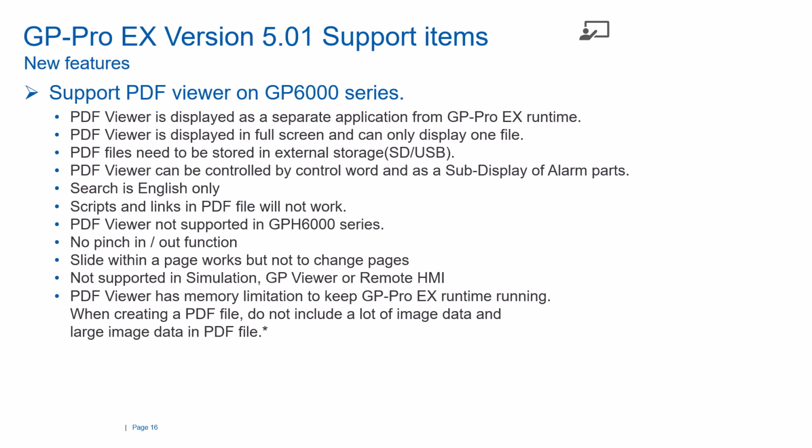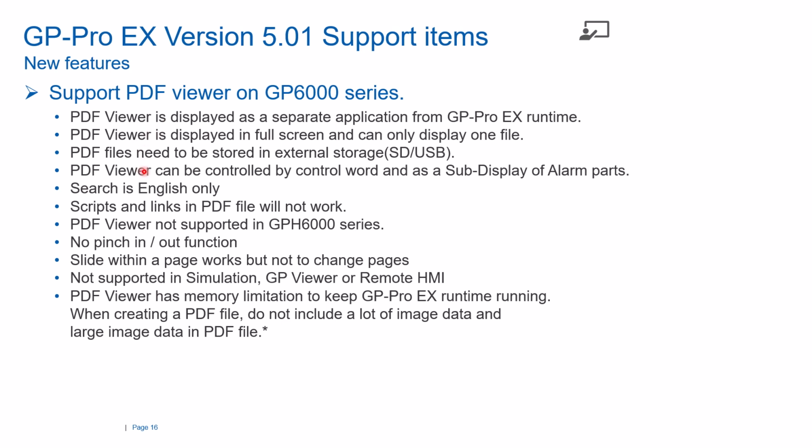Okay, so now we're moving on to a little bit more of an important feature. A new key feature in 5.01 is supporting a PDF viewer on the GP 6000 series. You can see some real important points. It's displayed as a separate application from the GP Pro EX runtime. On a GP 6000, you're essentially in the GP Pro EX runtime, and when you trigger the PDF viewer, it's essentially running another PDF application separately from the runtime. The runtime doesn't stop running, but the PDF viewer is launched.